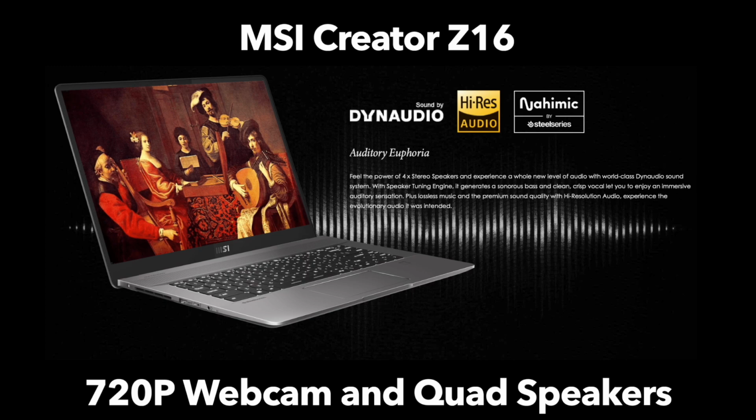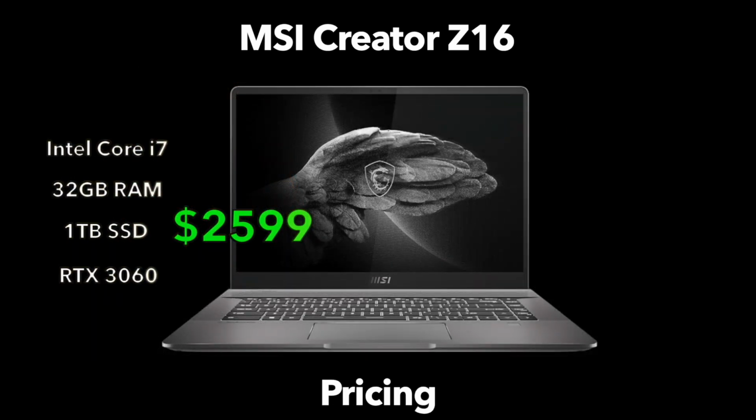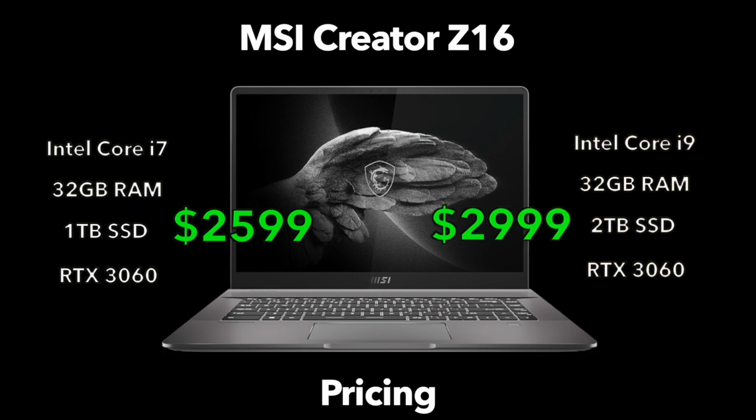And finally, to the big reveal, the pricing. The base model starts at $2,599, and that's going to get you that i7 processor, 32 gigabytes of RAM, the 3060, and a terabyte of SSD storage. Bumping it up $400 to $2,999, you'll get that Core i9 processor and 2 terabytes of SSD storage.